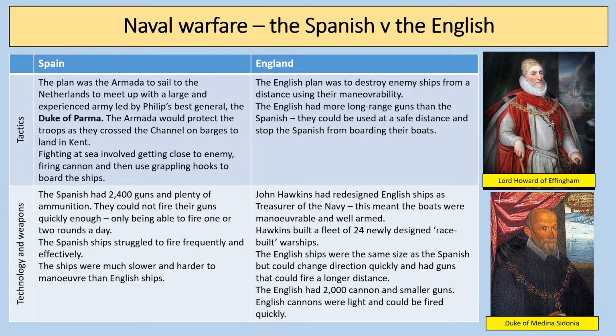In terms of technology and weapons, the Spanish had lots of guns and plenty of ammunition, but their guns wouldn't fire quickly enough, so they could only fire 1 or 2 rounds a day. Whereas John Hawkins, as we've said, redesigned the English Navy, with a new fleet of 24 newly designed race-built warships, so they could go really fast. They had 2,000 cannon and smaller guns, but the key thing with the English guns is they were light and could be fired quickly.